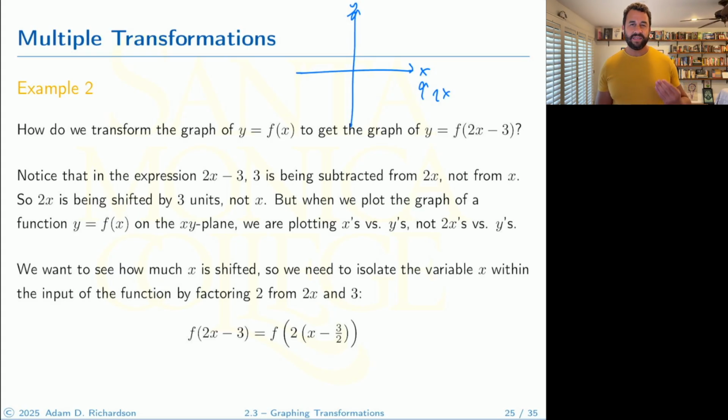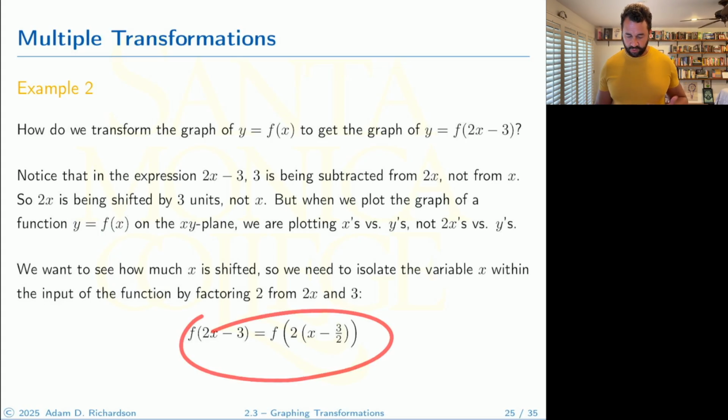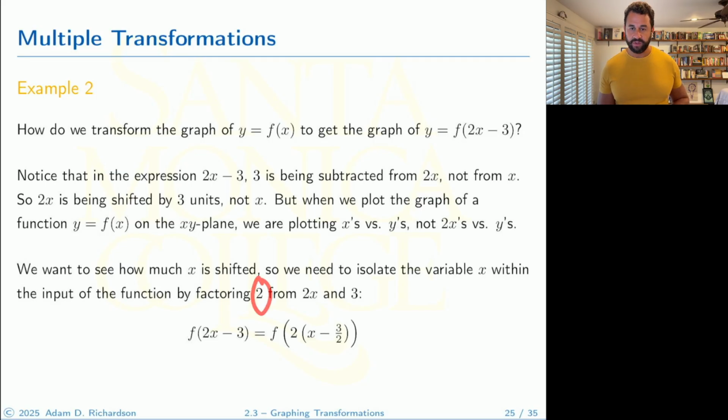So what we need to do is isolate that x. We need to isolate the variable x so we can really see what's going on with the transformation. And that's what I do right down here. So what I'm going to do is isolate the variable x. I'm going to factor out 2 from 2x and from 3. So I'm factoring out a 2 from here and a 2 from here, and I get this: 2 times x minus 3 halves. 2 times x minus 3 halves.